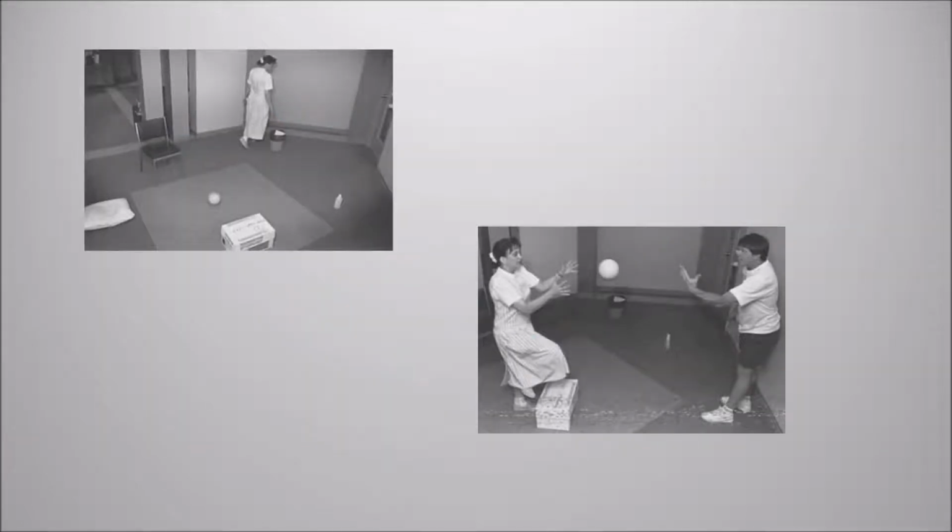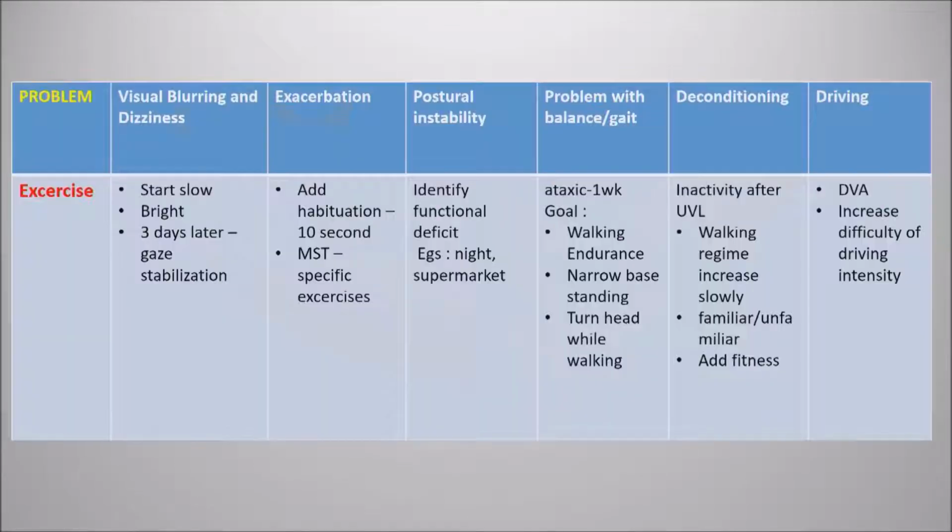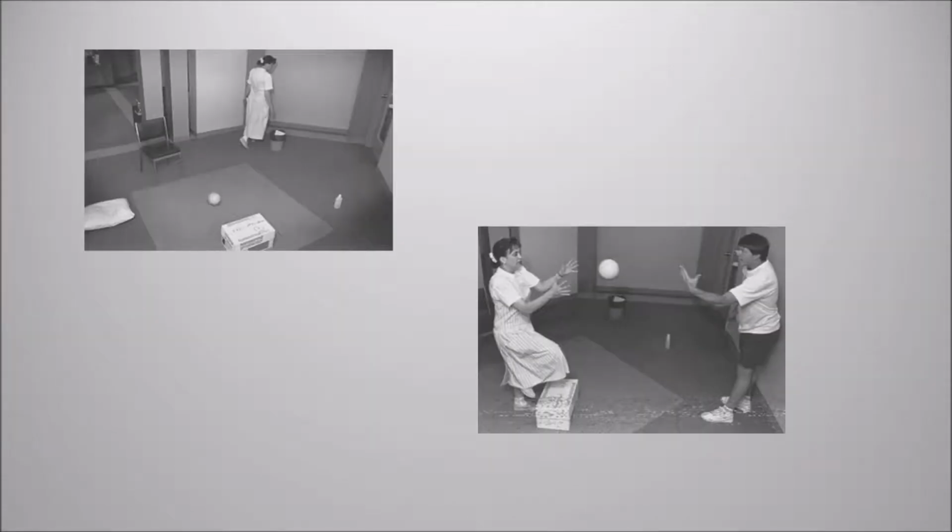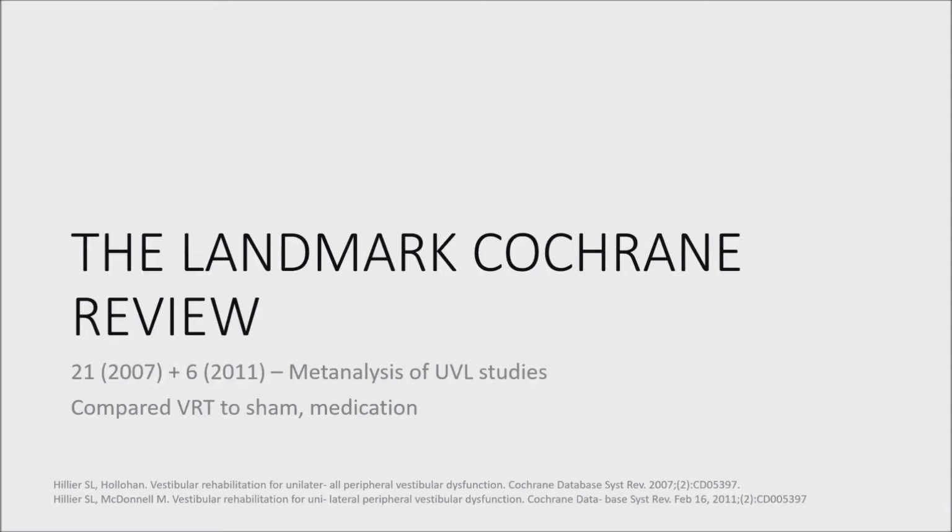Now this is an ideal setup for VRT. If you see, there are various things here. One is a carpeted surface, there is a pillow, chair, obstacle course, somebody trying to do activities with the patient, and this is what we need.